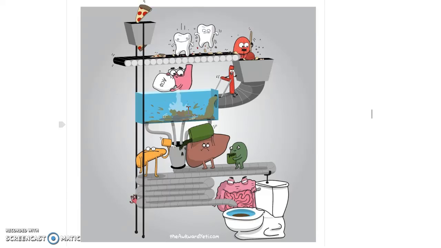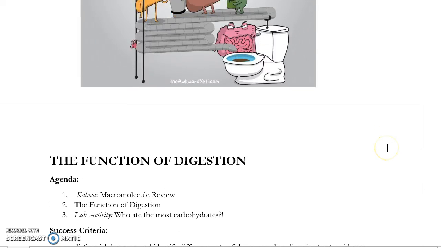So we're moving on to our digestion unit, which is the next part of our physiology unit. Clearly this cartoon is awesome in so many ways because it starts with pizza at the top and it shows you what's going on through the system and then what happens at the end. So that's what we're going to go through in the next 2 days. Today we're talking about the function of digestion, and then tomorrow we'll look at human anatomy and the human body, and then we will be done our unit. So let's keep scrolling down.